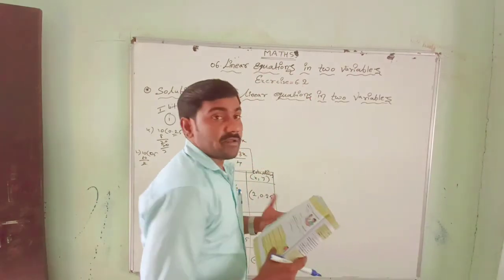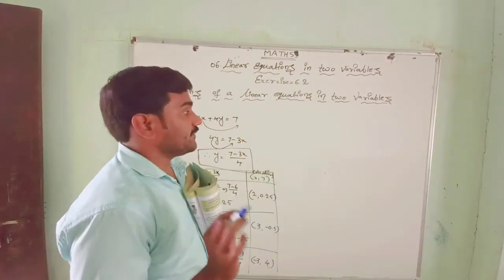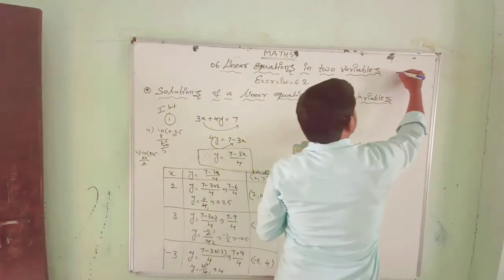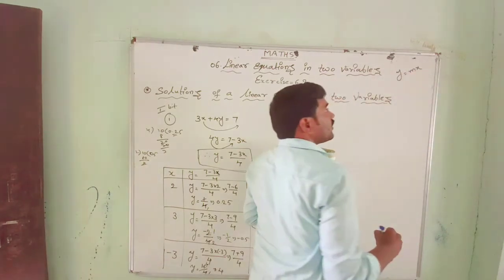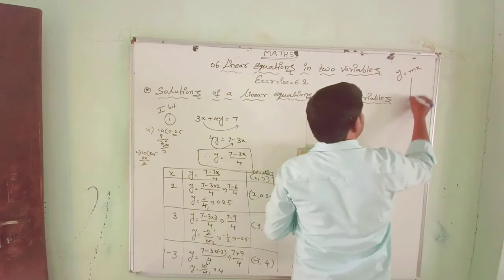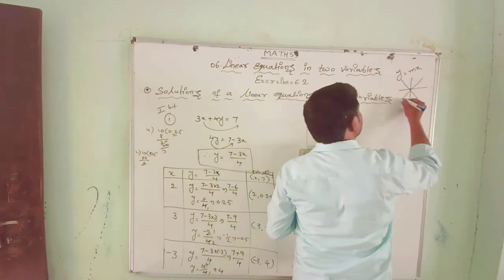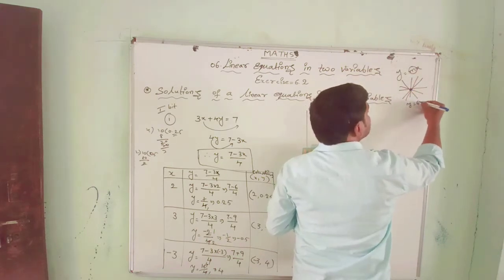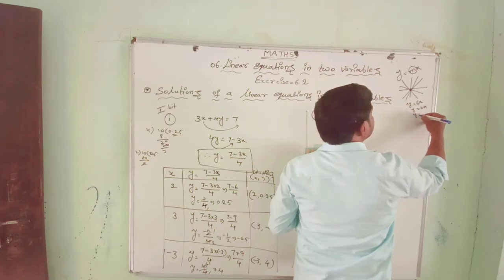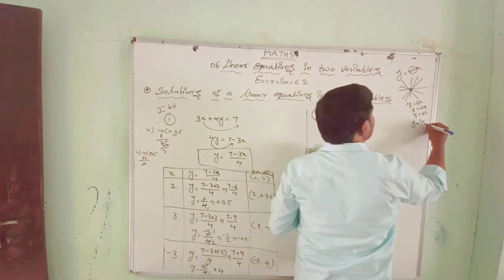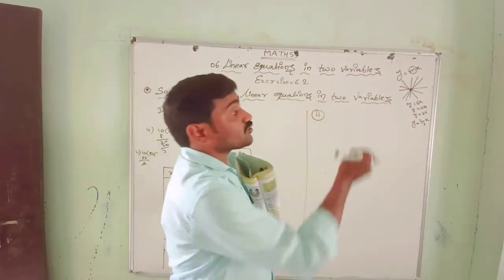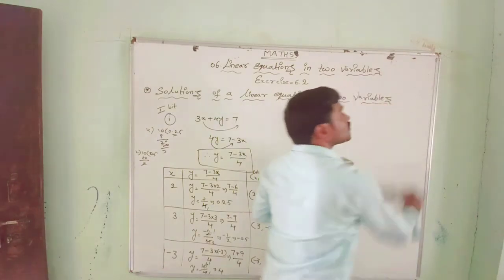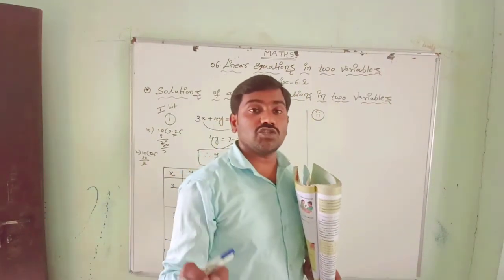And remember this always: any linear equation in the form y equals mx always passes through the origin. If you draw the graph of y equals mx, it always passes through the origin. Y equals mx, in the sense m is a real number. Y equals 6x, y equals 2x, y equals 3x, y equals minus 2 by 3 x, anything. All of these will pass through the origin when you draw the graph. Okay, you have to remember this.